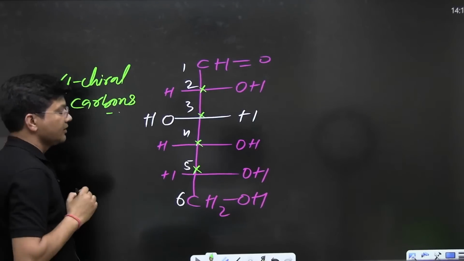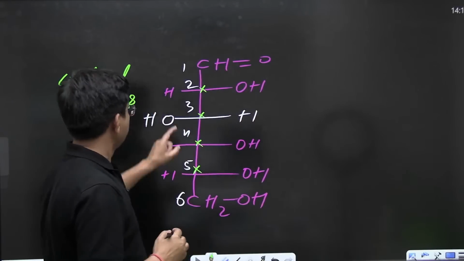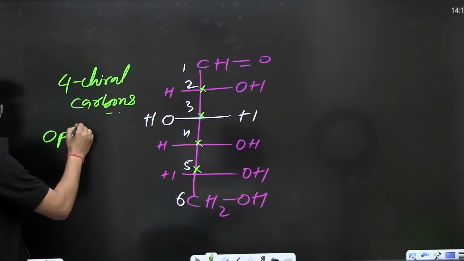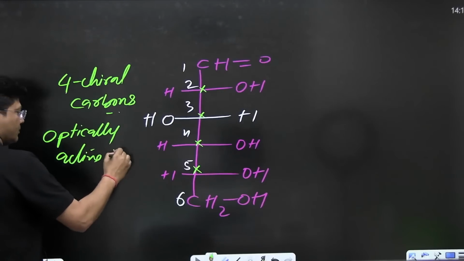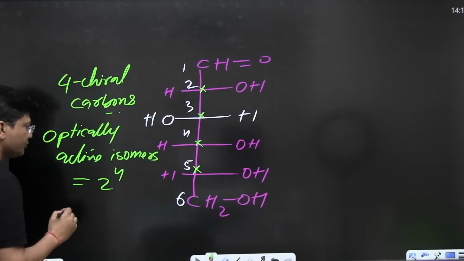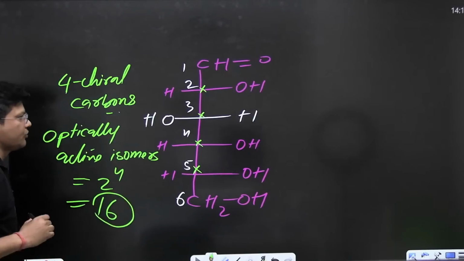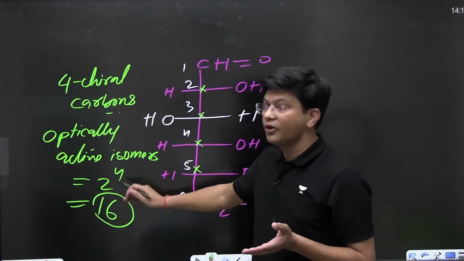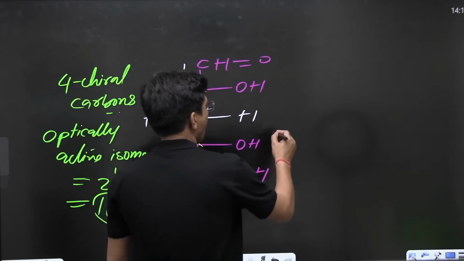So if somebody is asking whether glucose is optically active or optically inactive, my dear students, this glucose is optically active, and the total number of optically active isomers is 2 raised to power 4. That means 16 optically active isomers are there. For glucose, we have a total of 16 optically active isomers, and this is known as the open chain structure.